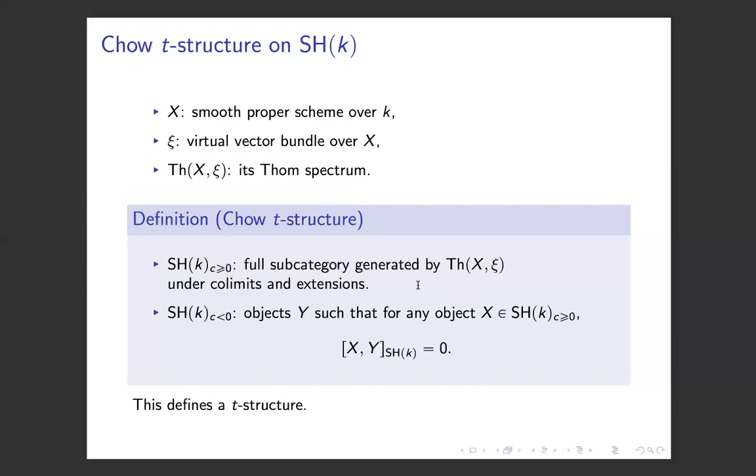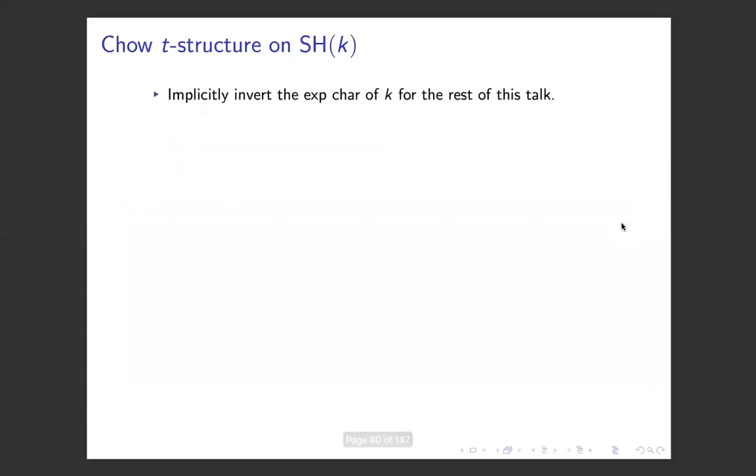So the point here is that the positive part is generated by these Thom spectra over a smooth proper scheme over K. The first interesting observation of this Chow t-structure is that it plays very well with the algebraic cobordism MGL. And due to our knowledge of MGL, for the rest of this talk, we're going to implicitly invert the exponential characteristic of this field K.